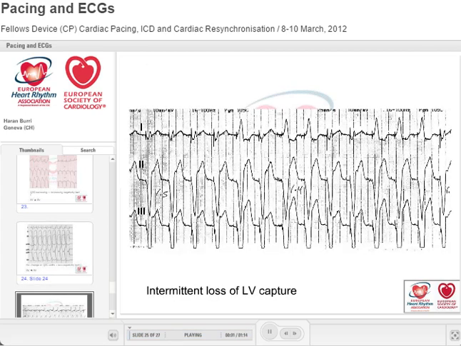And the reason why this is important is because you may have intermittent loss of capture. As in this example, you don't necessarily suppose that initially you have biventricular capture. So here we can see that the QRS is somewhat more narrow than here, and that the QRS is getting more positive here in lead 1. So this is bi-V capture, and this is RV capture only.